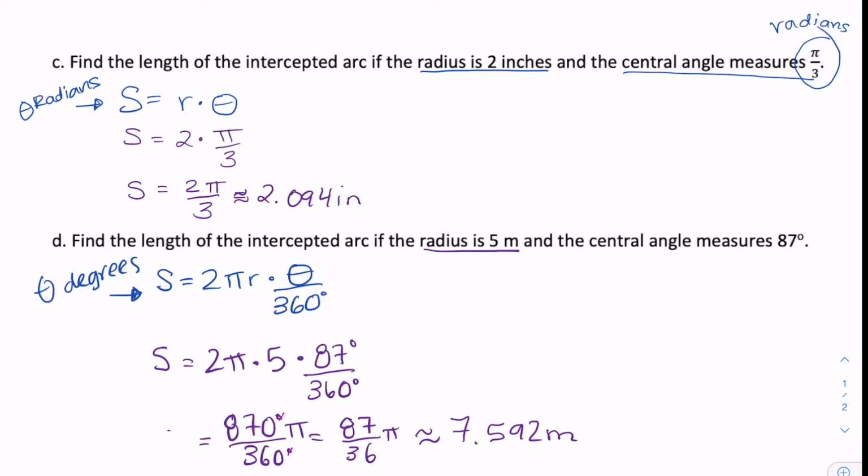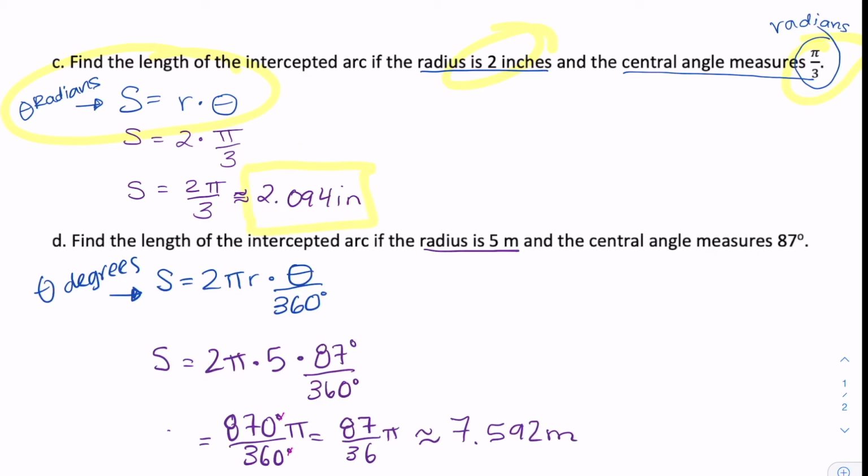Someone's got to get some work done. Okay, so let's check your C and D. In part C, we wanted to find the length of the intercepted arc with a radius of 2 inches and a central angle that measured pi over 3 radians. So we needed to use the arc length formula for radians, S equals r times theta. Then I plugged in my given radius and angle and got 2 pi over 3 inches, or approximately 2.094 inches for my intercepted arc length.